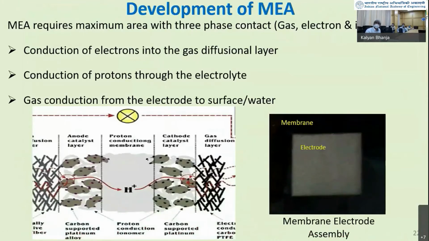This is a typical membrane configuration or MEA configuration. First is the membrane, the central portion. On both sides there is a catalytic layer for the breaking of water into hydrogen and oxygen, and there is a gas diffusion layer at the side. With this, this is the MEA assembly which is developed here using our own membrane as well as a Nafion membrane also.